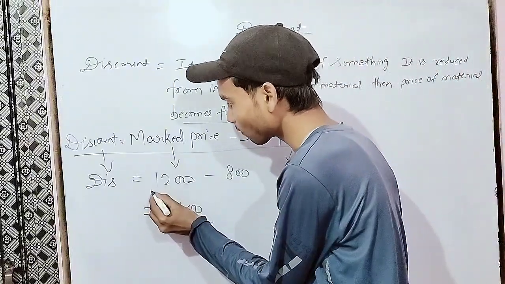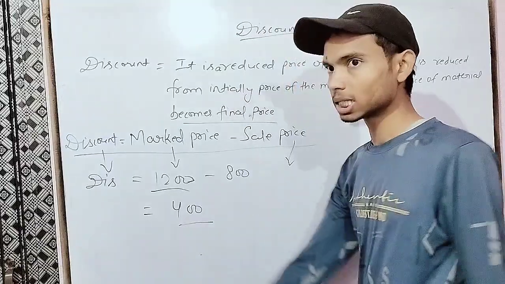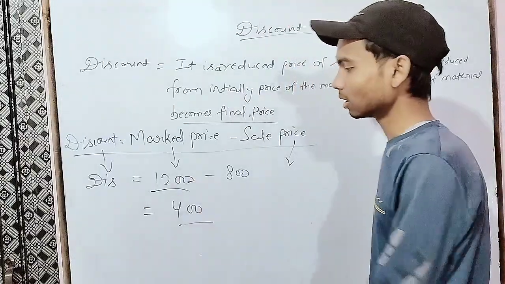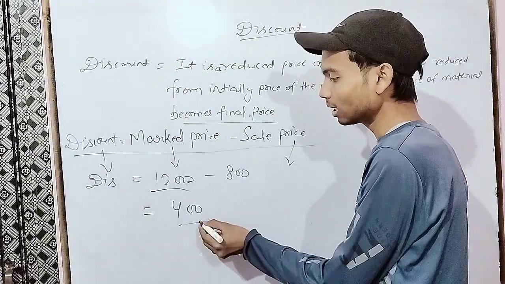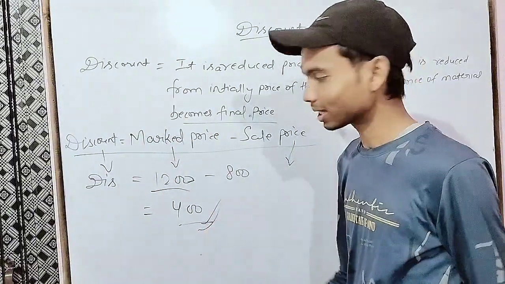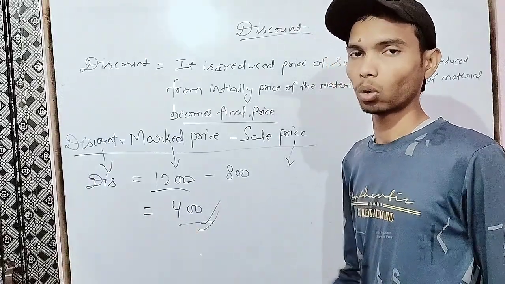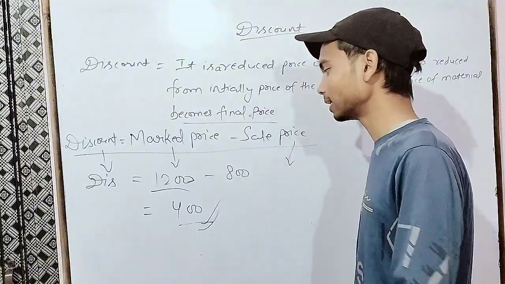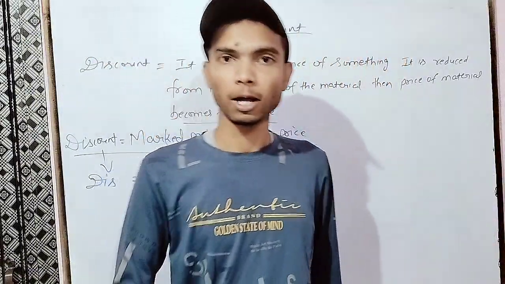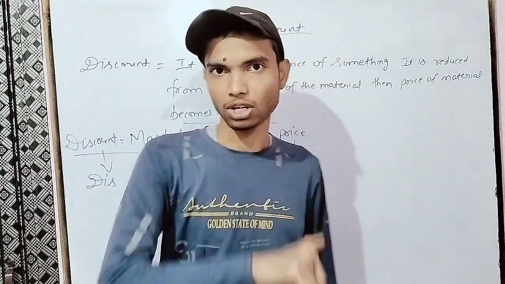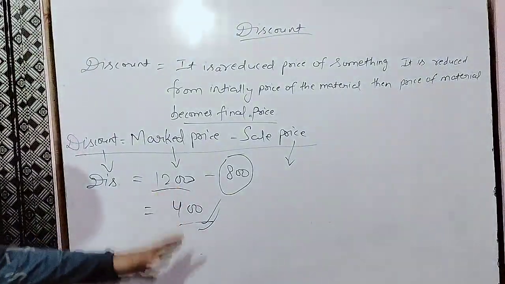So this was the fixed price of the cloth, and then we ask what is the discount on that material. The shopkeeper says 400. 400 is the discount which is reduced on the market price of the material. Then we purchase at the final price, which is the sale price. Let's take questions based on this.